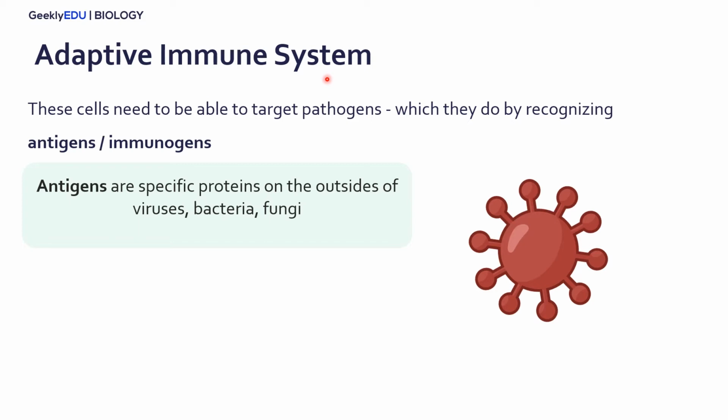So within this part of our immune system, we have to be able to target specific pathogens. And to do this, our immune cells recognize things called antigens, or they're also called immunogens. Antigens are a specific molecule that's present on the outsides of pathogens such as viruses, bacteria, or fungi. So in this figure here, we have a virus, and these little protrusions here would be our antigens on the outside of the virus.